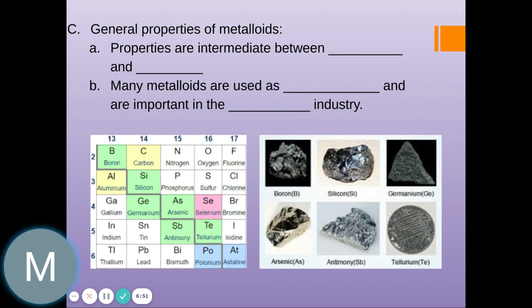So that's what that means. It doesn't conduct things very well, but it conducts things enough. And computers don't want the conductivity to be extreme, or you end up frying your computer. Okay, so they want these semiconductors there. So metalloids, we would say that they have intermediate properties of both metals and nonmetals. Many metalloids are used as superconductors, that should have said semiconductors, and are important in technology.